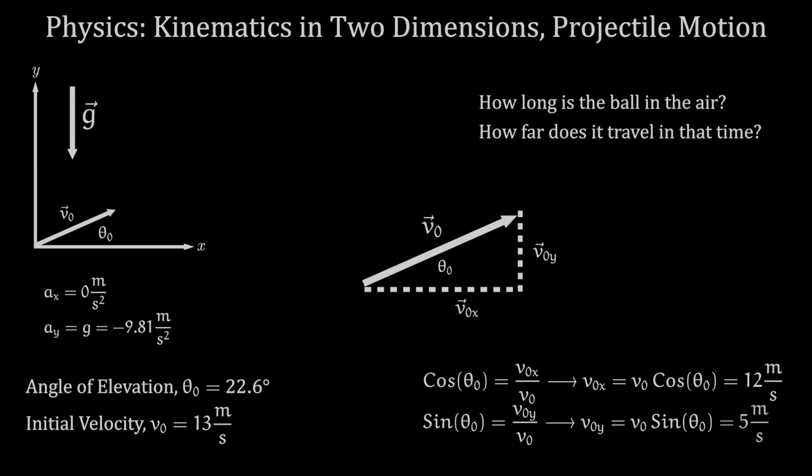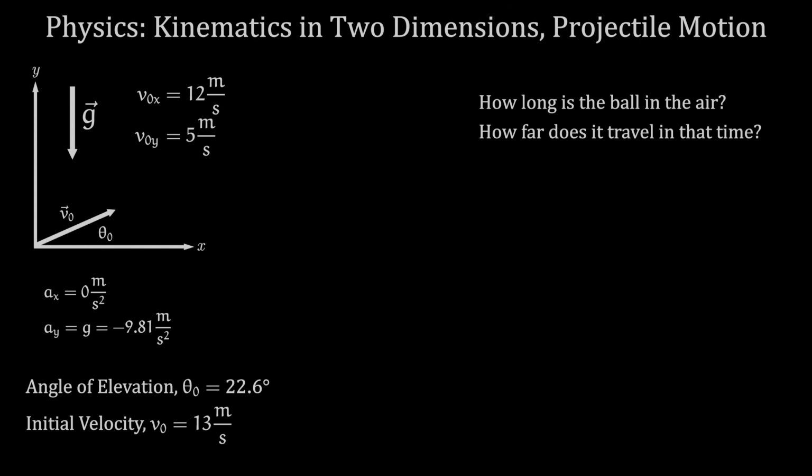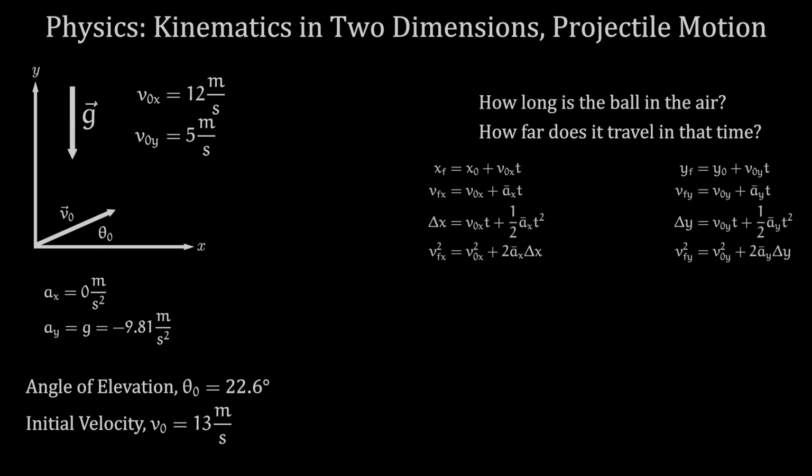Since we know the acceleration in the y direction is solely due to gravity, a sub y equals negative 9.81 meters per second squared. Motion in each dimension, x and y, is independent from the other, so we can work our kinematic equations one dimension at a time. We can look at the y dimension to figure out how long the ball was in the air, which we've done in our previous video about gravity.